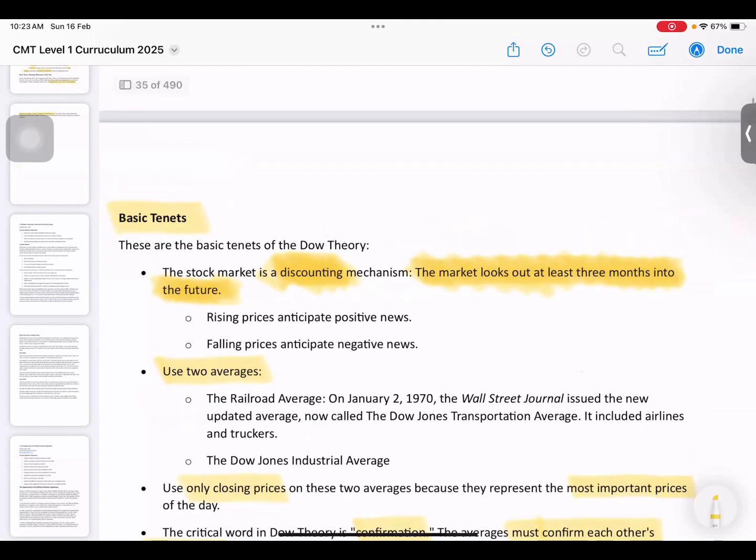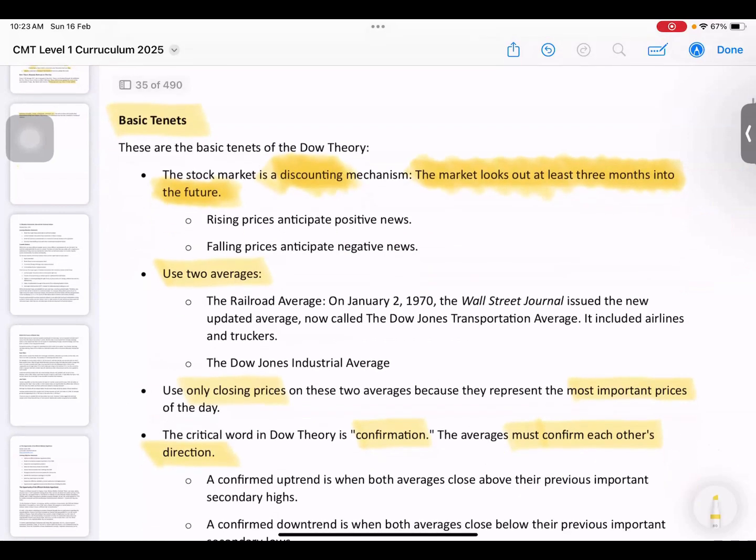Dow created two averages, the railroad average and the industrial average. The first one to be created was the railroads, which is now called the Dow Jones Transportation Index. Remember, this kind of question can come from the section of theory and history. What kind of stocks does the transportation index include? Basically airlines and truckers, anything that can transport.